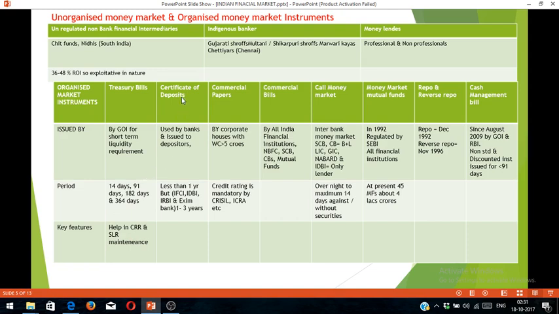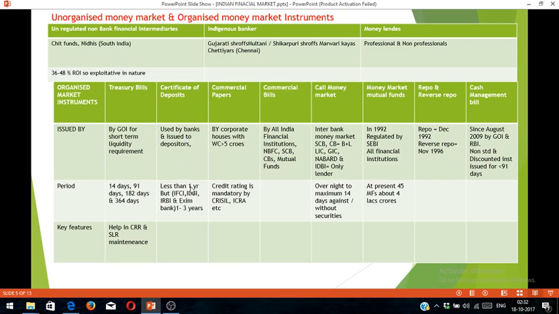Next is certificate of deposit. As the name suggests, this is a certificate issued in favor of deposits. These are used by banks and issued to the depositors. We are also issuing certificates of deposit daily. We take some money from the depositors and give them some certificates, but that certificate should be negotiable. Whatever fixed deposit we issue to the customer is not a certificate of deposit, because that can be encashed only by the person to whom we issue it. But a certificate of deposit in the international or organized money market is negotiable. If you issue a certificate of deposit to one person, he may endorse it to another person, and that other person can also encash that deposit.